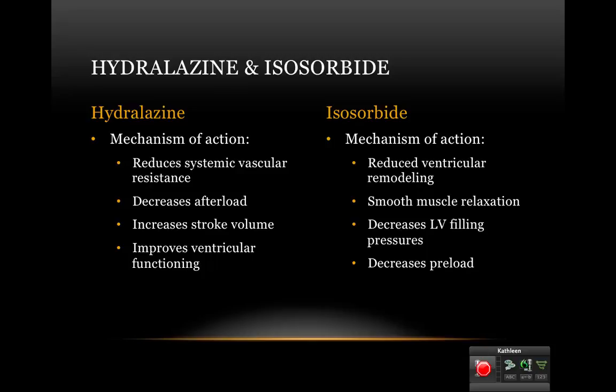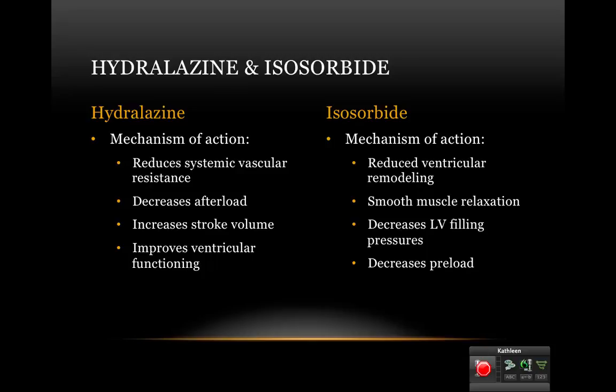Oftentimes you'll see the combination of hydralazine and isosorbide given to patients that cannot tolerate ACEs or ARBs. Very effective for African Americans and those who cannot tolerate ACE or ARBs. These are not in place of ACE or beta blocker. They try those first.